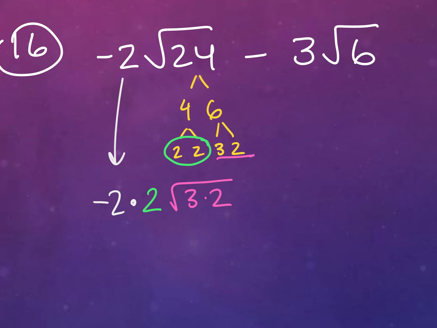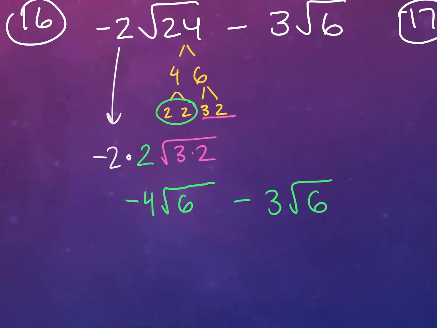So if I have more than one number on the outside, what do I do to those two numbers? Multiply, so this would be -4. And then if I have more than one number that stayed on the inside, what do I do to those two numbers? Multiply, so 3 times 2 would be 6. So this changed into -4 square root 6 minus 3 square root 6.